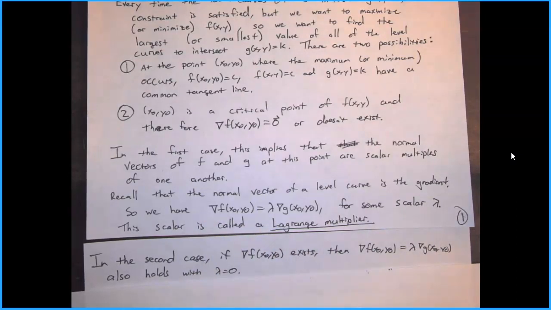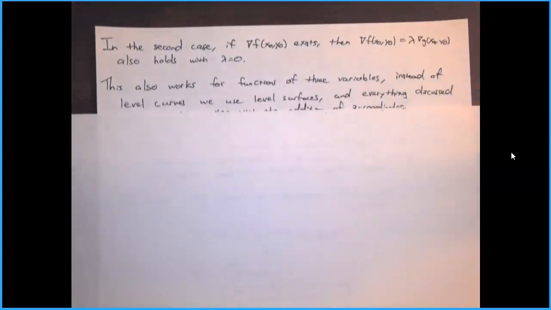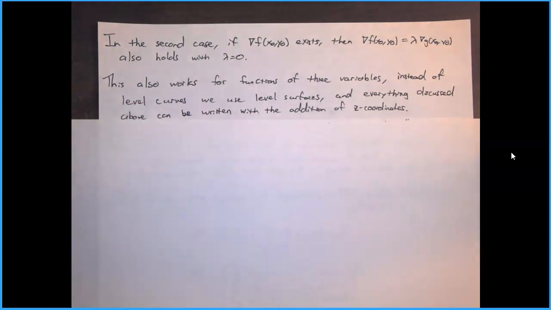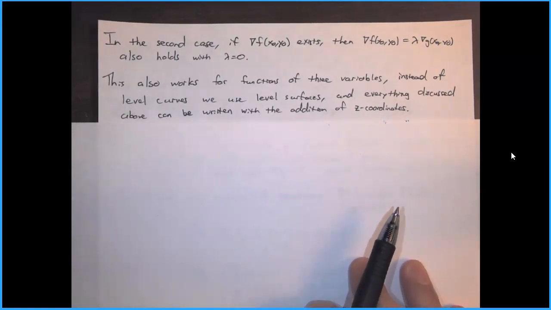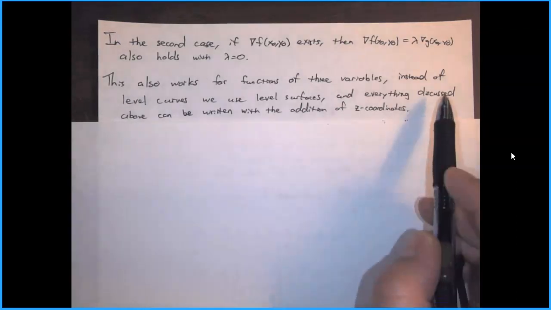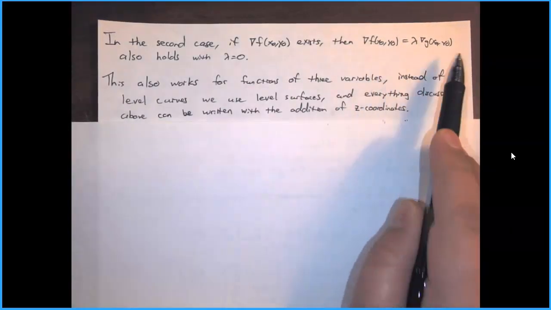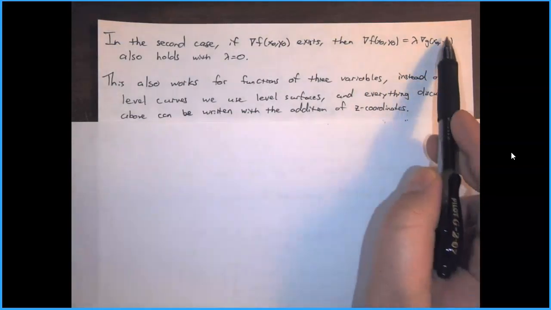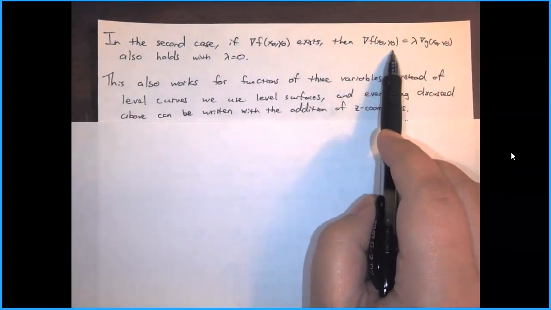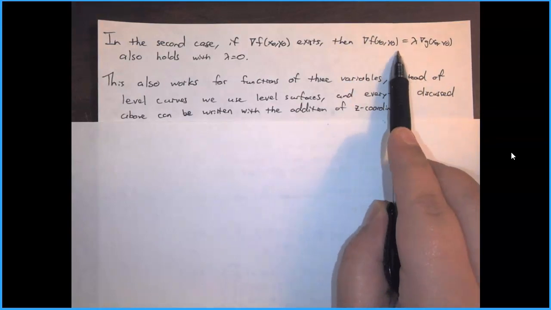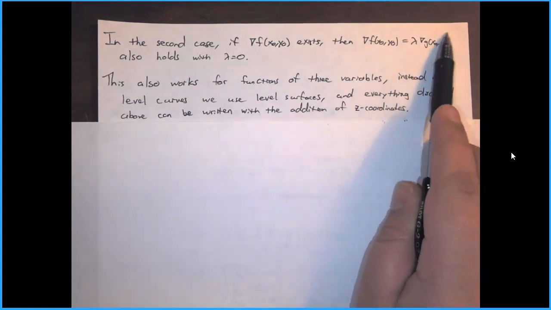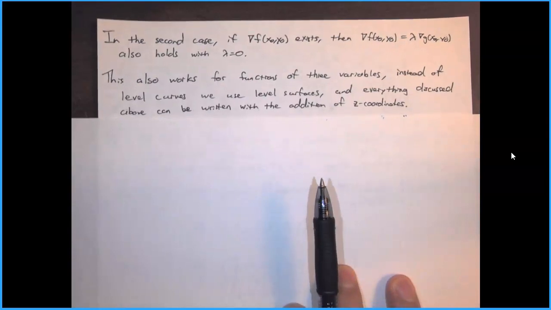Now this was for functions of 2 variables. If I have a function of 3 variables, I can also use this idea, but what changes? Instead of level curves, now I'm thinking about level surfaces. Instead of sharing tangent lines, they're going to share tangent planes. But the normal vectors of the tangent planes are still going to be the gradients, and the gradients are just going to get z coordinates as well as x and y coordinates. So I still use a formula where the gradient of f, the function I want to maximize or minimize, is equal to lambda, which is a scalar, times the gradient of my constraint function.